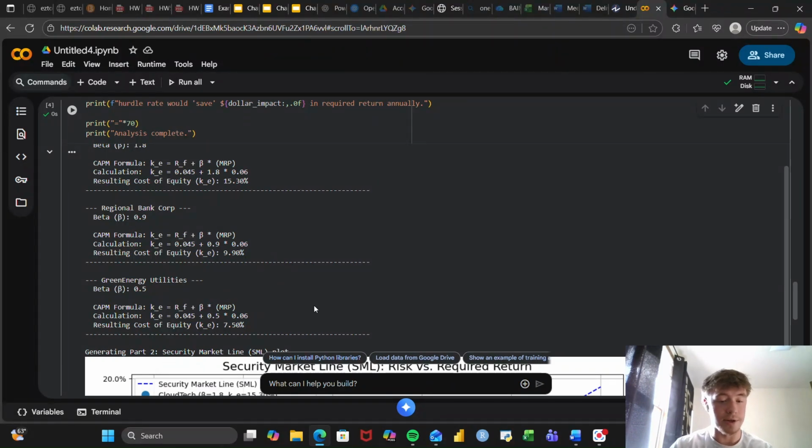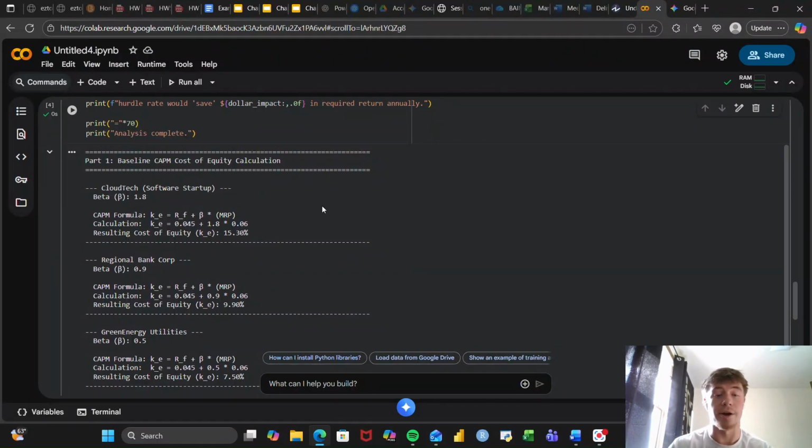And then green energy utilities, we get 7.5%. So something you notice right here is the required return for CloudTech is a lot higher. Now this is because we are taking a lot more risk. So when you put more risk, you like to get more reward.